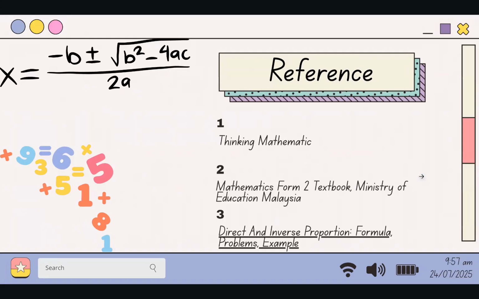The sources we used for all of this are Thinking Mathematics, our book. Second, the Mathematics Form 2 textbook, Ministry of Education, Malaysia. And lastly, direct and inverse proportion, formula, problems and examples.